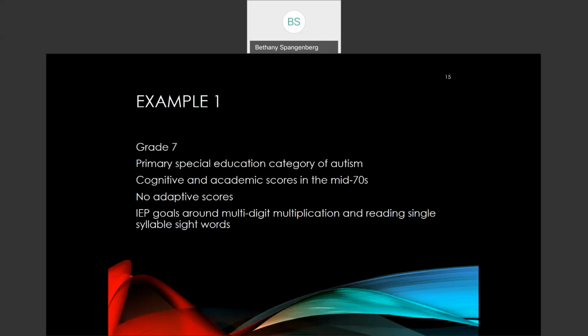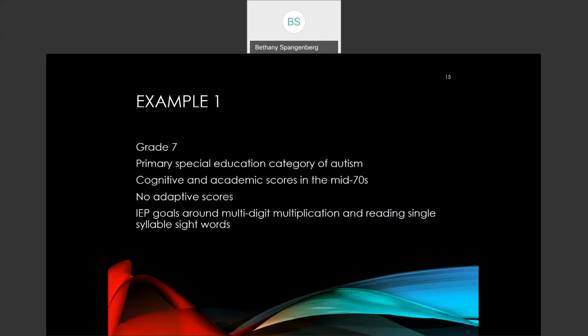The autism category may or may not indicate a student with a significant cognitive disability. Cognitive and academic scores in the mid-70s is rather high for what we would consider a student with the most significant cognitive disability. However, not having adaptive scores means that eligibility cannot be determined. The MET would need to conduct a reevaluation to include adaptive scores before the IEP team could have a discussion about eligibility for alternate assessments.